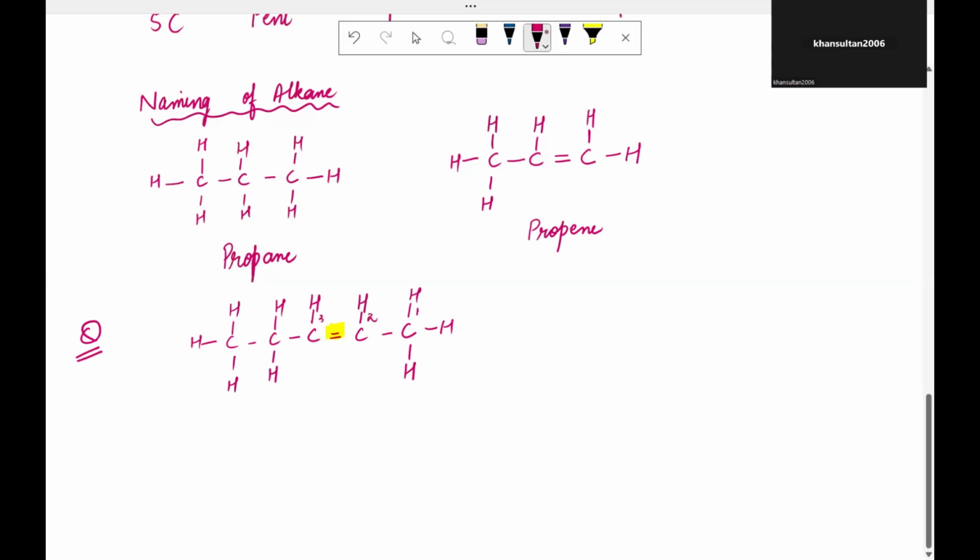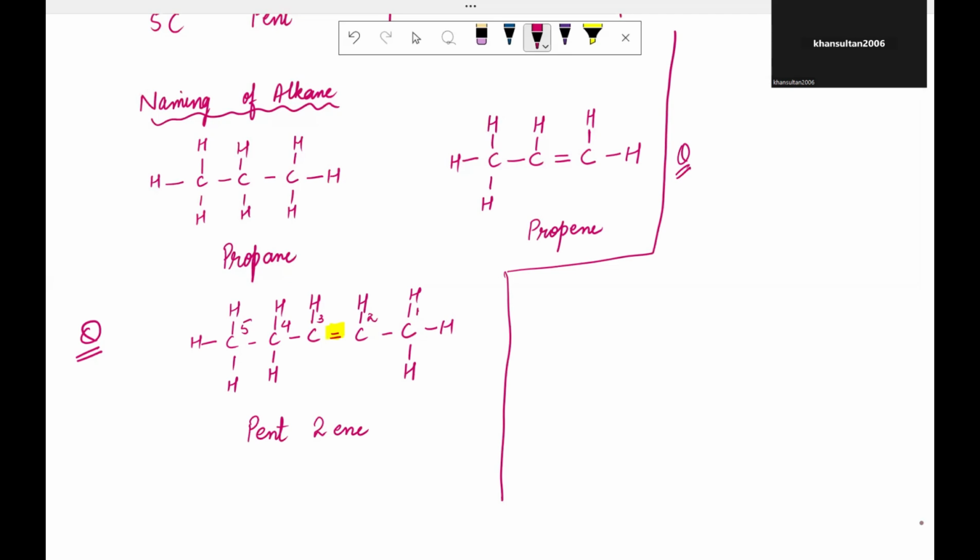One, two, three, four, five. So first of all, there are five carbons, then it should be pent. And at which place we are going to have the double bond? That is two. So it would become pent-2-ene. Okay. Now let's move further to the next question. That would be, let's write it here.